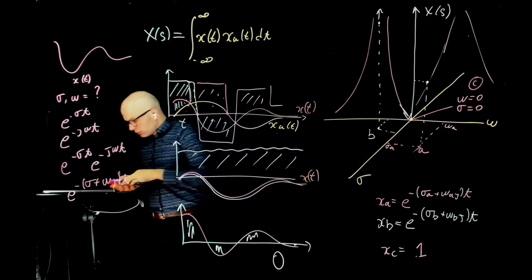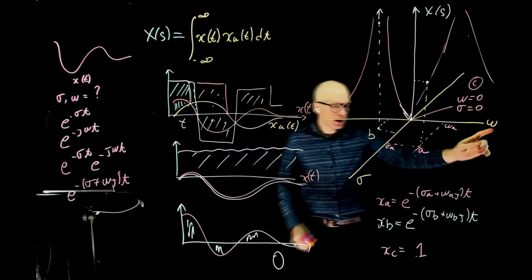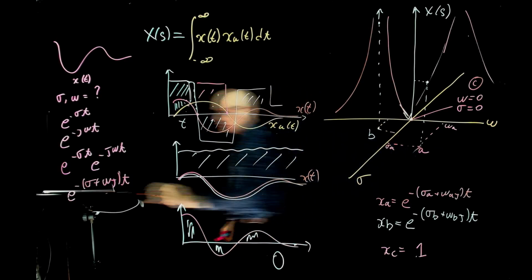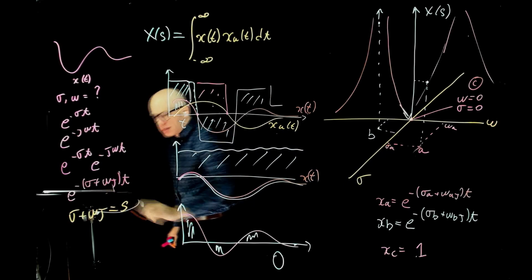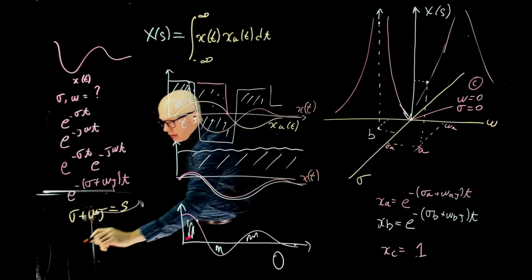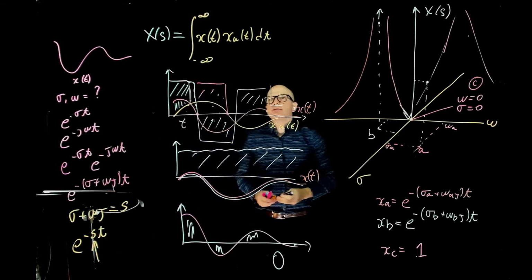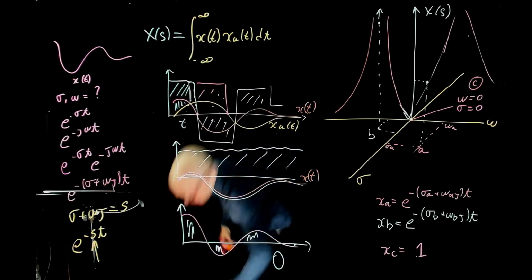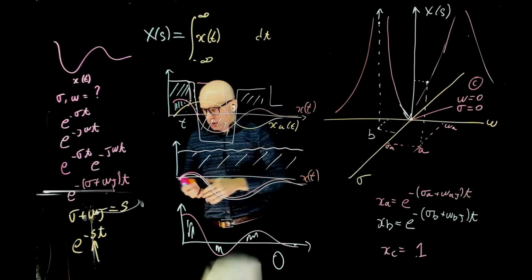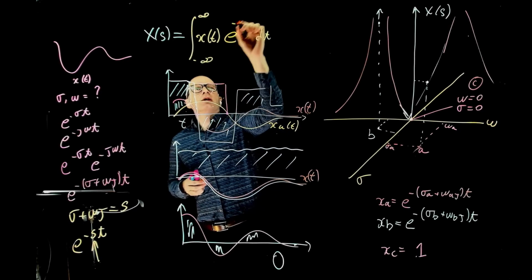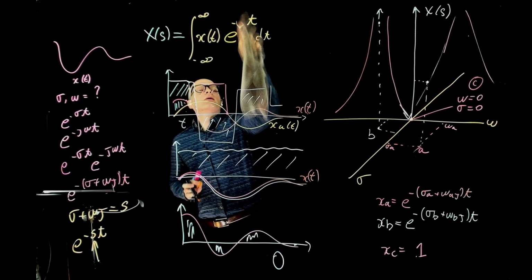Very well. Now we decompose the system into this format, combinations of sigma and omega. If we call sigma plus omega j equals s, we can have the exponential of negative st, and s is the Laplace variable. We can now replace our x of s here with the definition of the Laplace transform, which is the signal times the exponential of negative st.